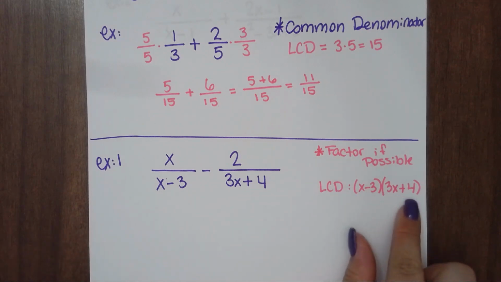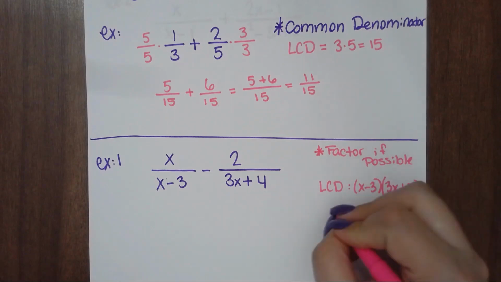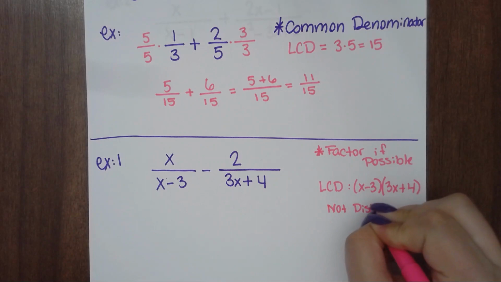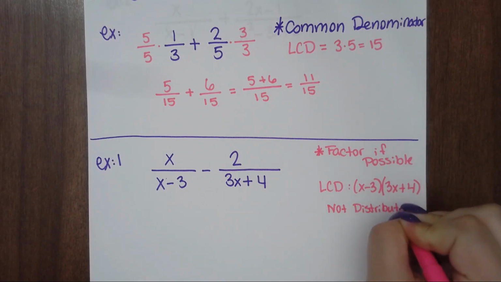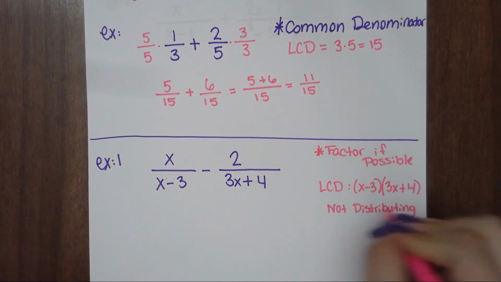Now the beautiful thing about this is you do not need to distribute, and I would suggest not distributing. Not distributing is going to help you simplify easier later on because you will have it already in factored form. So don't distribute the denominator, okay? And that's important. Don't distribute, not distributing the denominator.